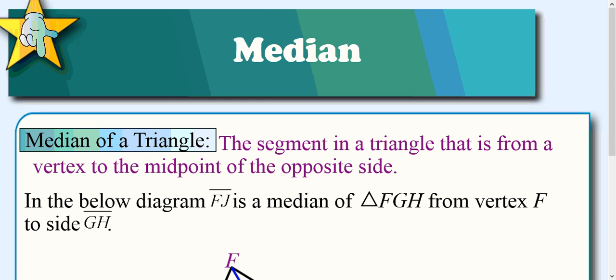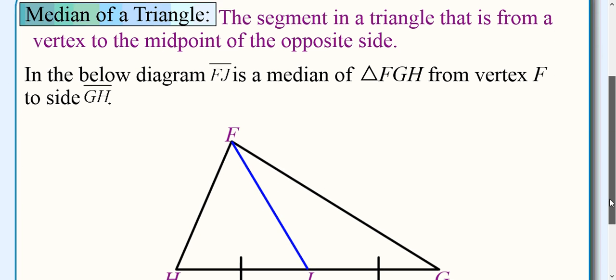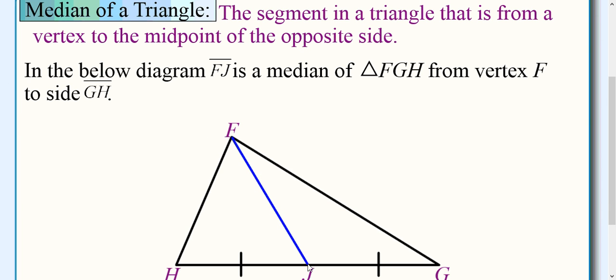So the third type of line we can draw in a triangle is the median. We're going to do a little bit more work with medians. Medians connect the midpoint to the vertex that's across from it. It goes from the midpoint to the vertex across.